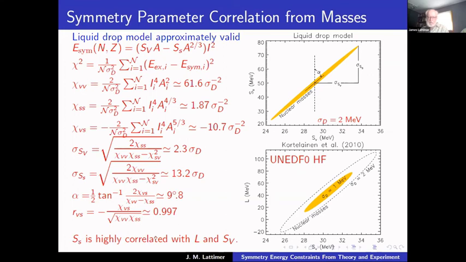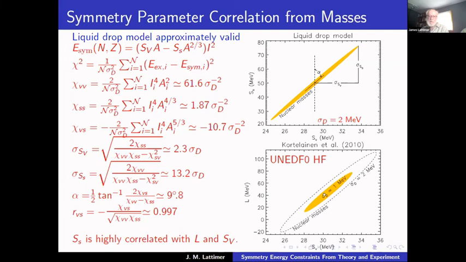Now, it's known from studying models of nuclei that the surface symmetry parameter is very highly correlated with L and SV. So this linear correlation between SS and SV basically translates to a nearly linear correlation between L and SV. Here's an example by Kortelainen et al. using the UNEDF interaction and taking a typical fiducial uncertainty in masses of about 1 MeV. We find that L is constrained between 20 and possibly 80 or so, but the degree of correlation with SV is quite high.